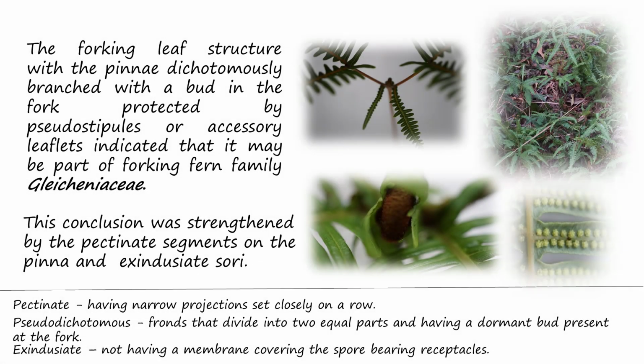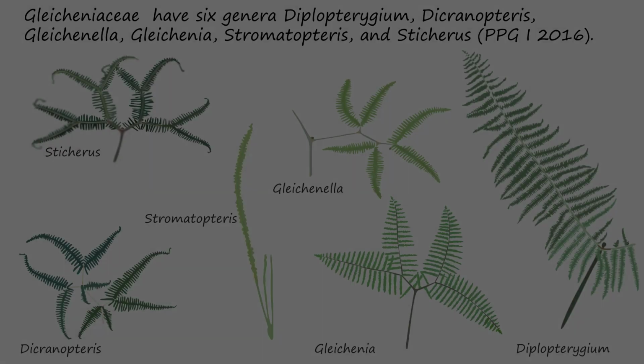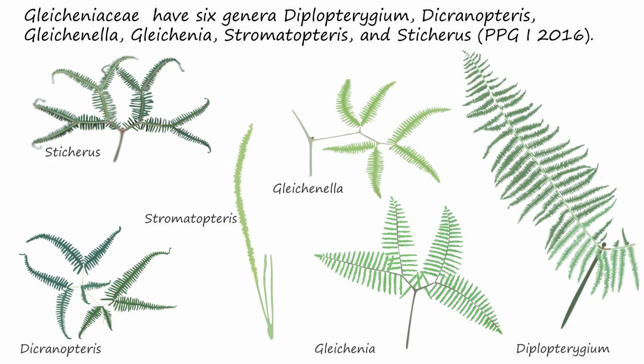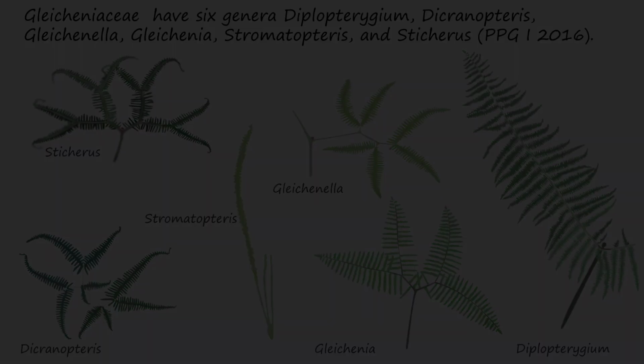The dichotomously branched pinnae with a bud in the fork strongly indicated that the fern belonged to the family Gleicheniaceae. The pectinate pinnae segments and exindusiate sori provided further support for the identity. Gleicheniaceae has 6 genera: Diplopterygium, Dicranopteris, Gleichenella, Gleichenia, Stromatopteris, and Sticherus.